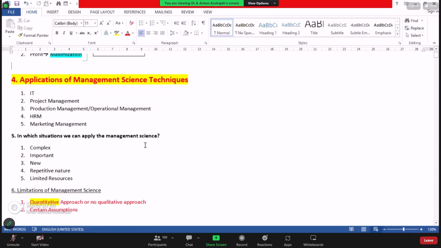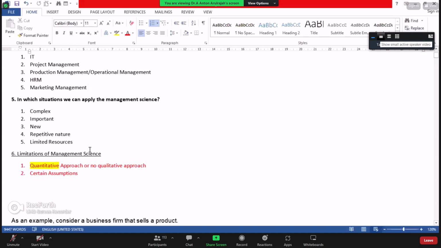Then, applications of management science. We can see many functional and operational aspects of the organization with applications: information technology, project management, production management, operations management, HR, marketing, supply chain management, etc. And in which contexts can we apply management science? There are five things, as listed.